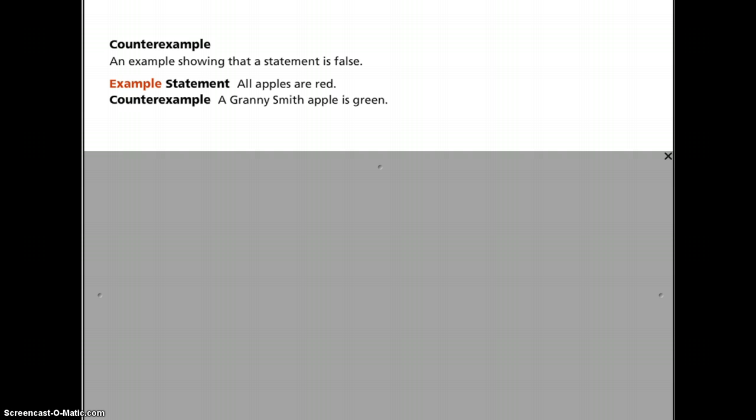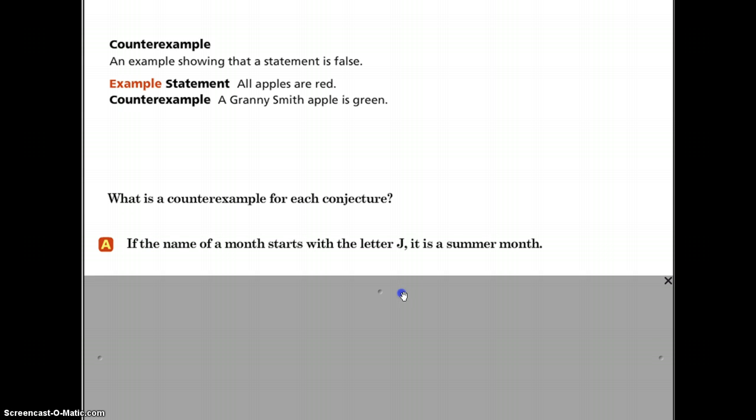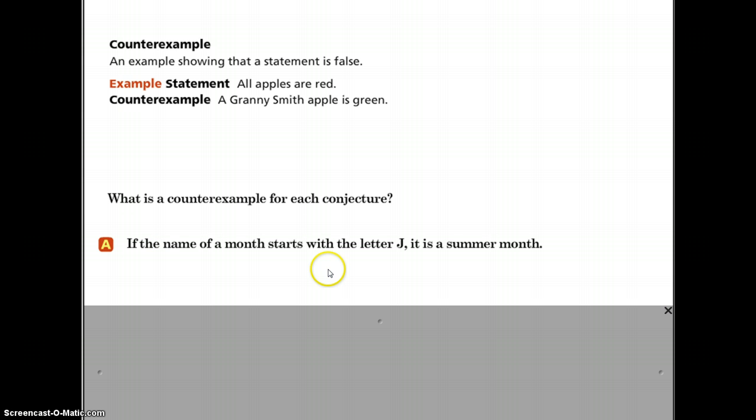A counterexample shows that a statement is false. So, such as an example is all apples are red. Well, a counterexample would be a Granny Smith apple. That one's green. So, that's telling me that what I said was false. So, sometimes we're going to be looking for things in math that are incorrect. So, let's see if we can come up with a counterexample here.